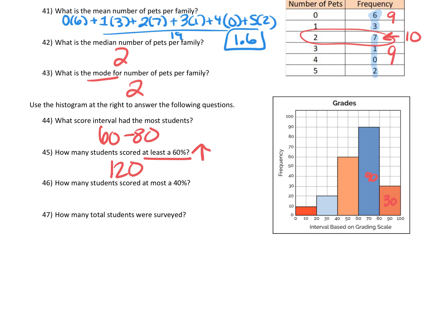How many students scored at most a 40? So that'd be 40 or less. So that's 20 plus 10, so 30 students. And then how many total students were surveyed? Well, we got to add up all these blocks. So this was 10, this is 60. So 10 plus 60 plus 20 is 90, 180, 210.